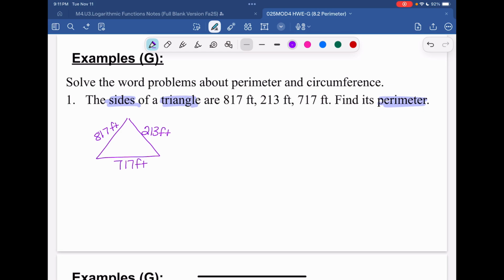And I know that to find the perimeter, I just need to add those all up. So 817 plus 213 plus 717. So that gives me a total perimeter of 1,747 feet. Final answer.